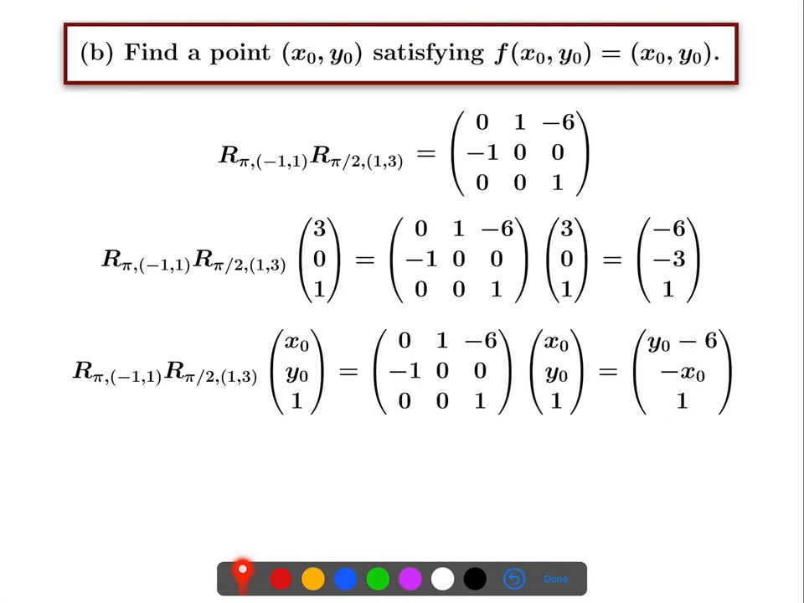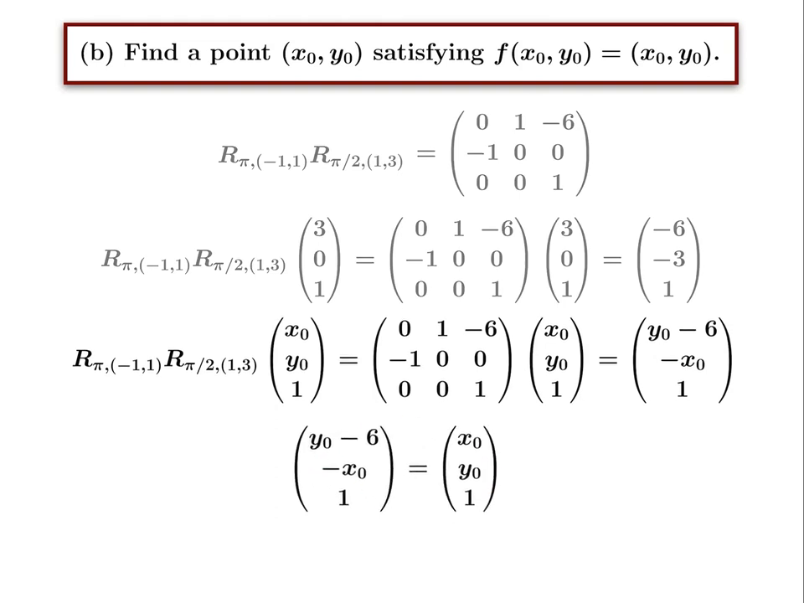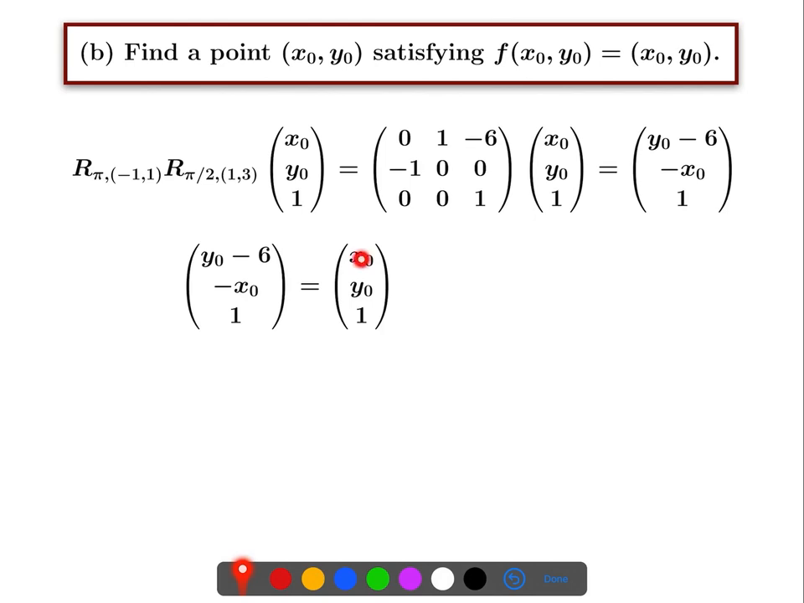So that doesn't look like x naught, y naught, 1, and that's because it's not going to be true all the time. It's not going to be true that for any x naught, y naught, 1, I end up with x naught, y naught, 1. I have to find the one where it's true. So in other words, I'm trying to find when this result of these two rotations ends up being this. So I need to check when this is equal to x naught, y naught, 1. Well, this gives me two equations: x naught equals y naught minus 6, which I can rewrite as x naught minus y naught equals negative 6, just by bringing the y naught over. And then minus x naught has to equal y naught, which I can rewrite as x naught plus y naught equals 0.